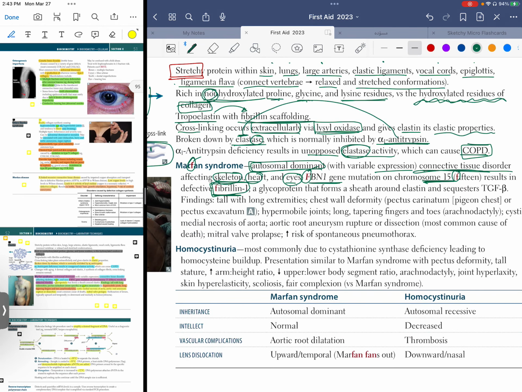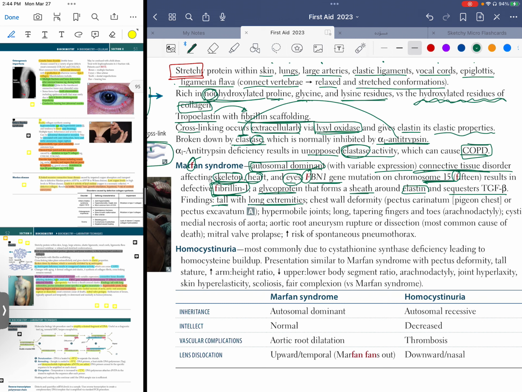and fibrillin 1. It's a glycoprotein that forms a sheath around elastin and sequesters tissue growth factor beta. So it's this fibrillin 1. It's a glycoprotein that is supposed to form a sheath around the elastin and sequester the tissue growth factor beta. So the findings of this patient could be tall with long extremities.